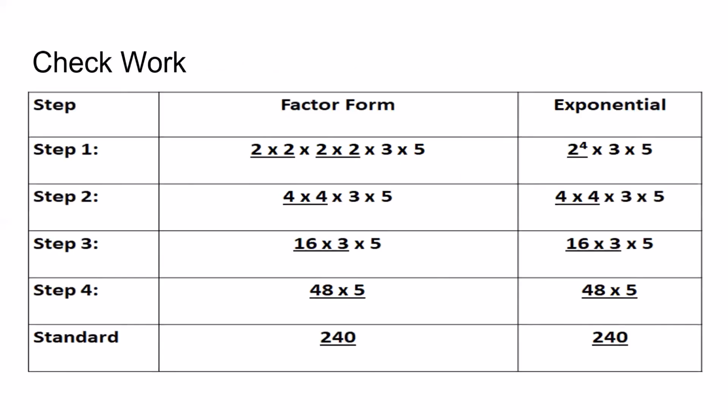And when we check our work, 2 times 2 is 4. 2 times 2 is 4, times 3 times 5. Now we all know that 4 times 4 gives us 16, times 3 times 5. 16 times 3 gives us 48, times 5, and then we end up with 240.